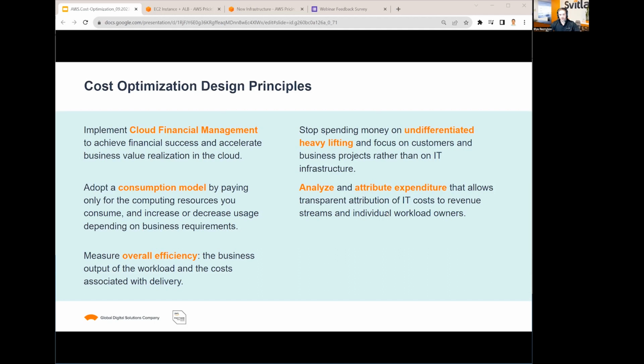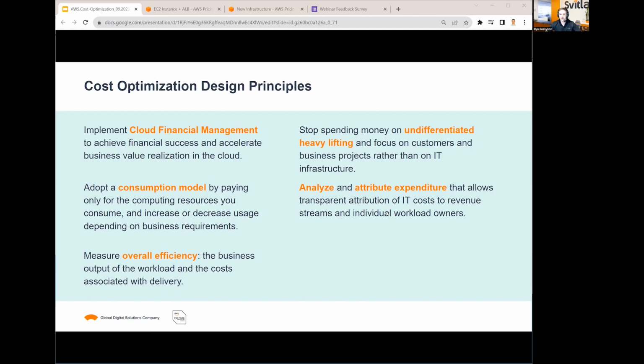We need to implement the principle to measure overall efficiency. We need to understand that our infrastructure is efficient, so it gives us the required performance, reliability, and other advantages. We need to stop spending money on undifferentiated heavy lifting and focus on customers and business needs, instead of just increasing infrastructure and expecting that it will be enough. No, we should be smart.